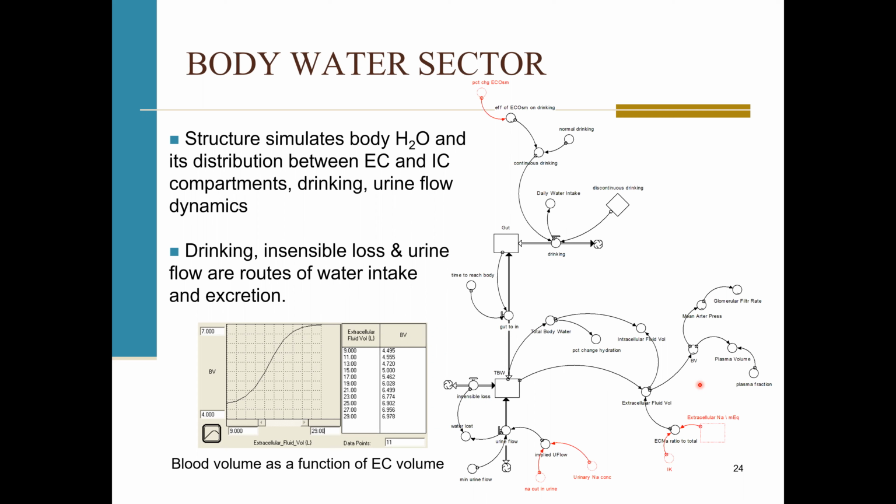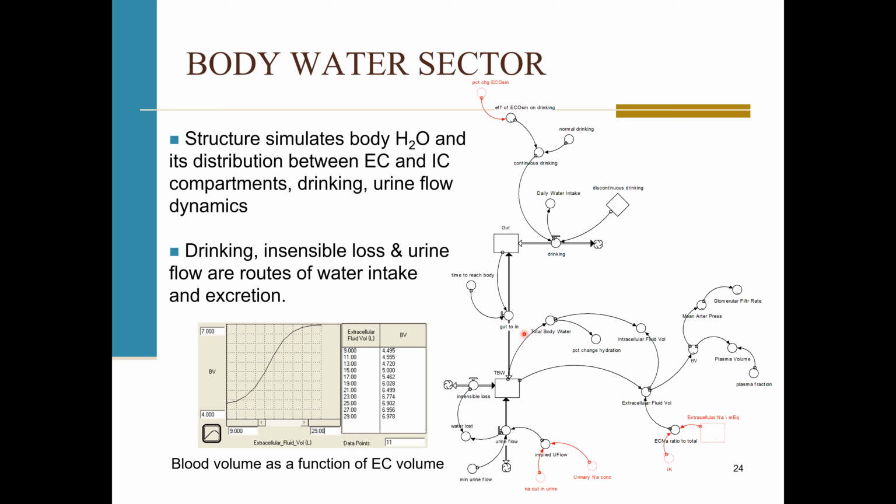So this is an example stock and flow diagram for the body water sector, and there's a representative graphical function which defines the blood volume as a function of the extracellular volume. It's pretty robust because, as I said, blood volume cannot fluctuate as much as the extracellular compartment itself. It has to be regulated more tightly, but since we were not so interested in the mean arterial pressure itself, that part is a bit simplified. I mean, still relative to the other parts.